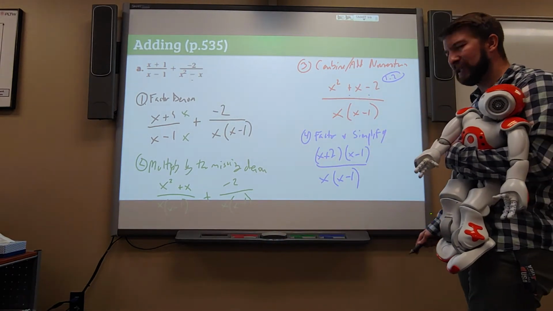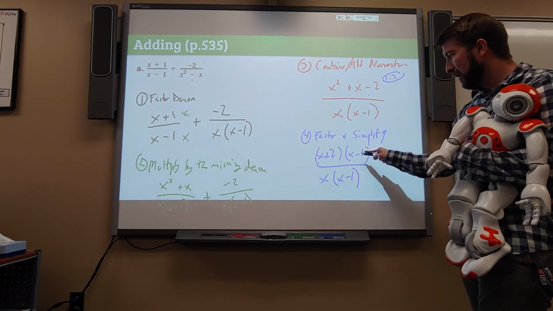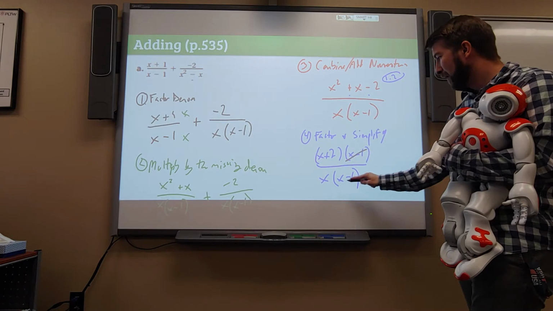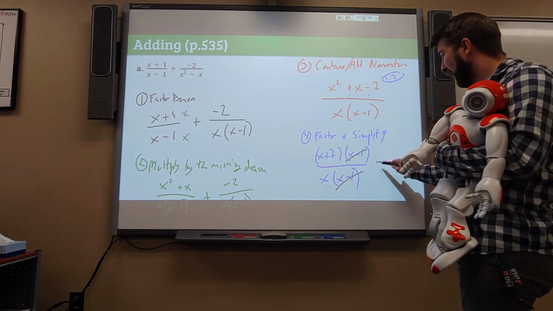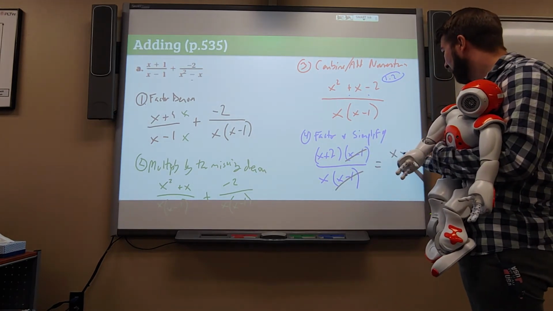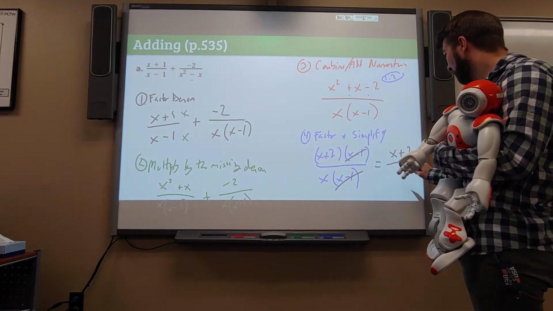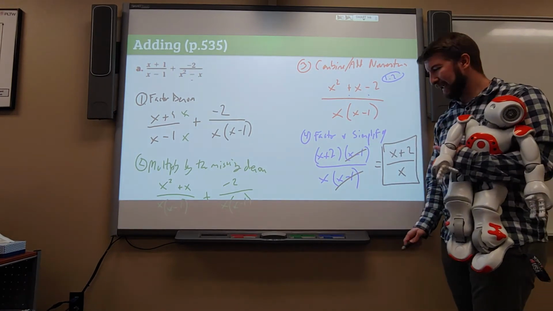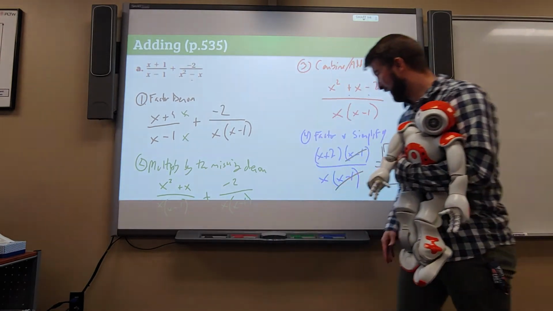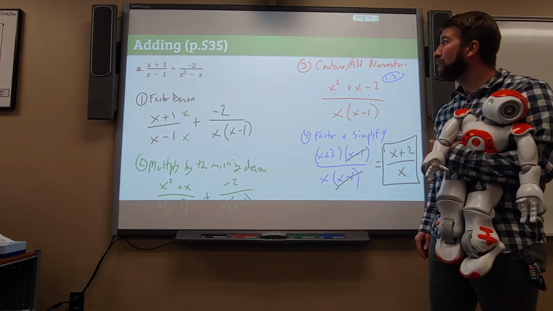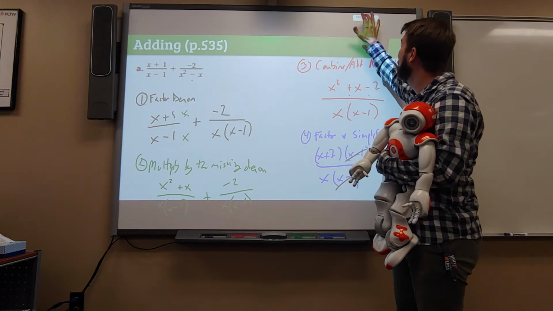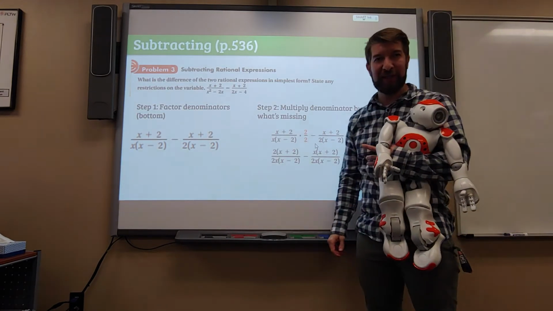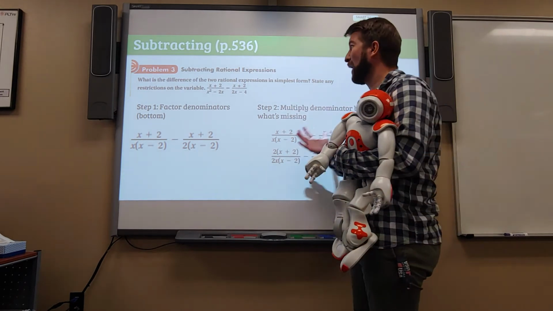I'm looking for matches from the top to the bottom. I look, there's no x plus 2, so I look at x minus 1. There it is. And so when I simplify, this is going to be x plus 2 over x. Boom. That is my answer. Just like that. Alright, that is adding rational expressions. Now, we're going to subtract rational expressions.